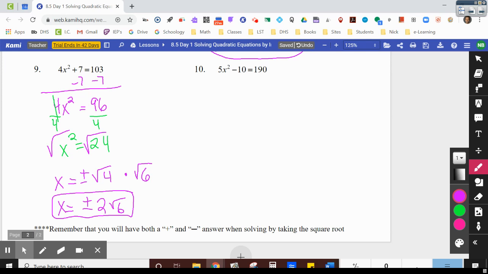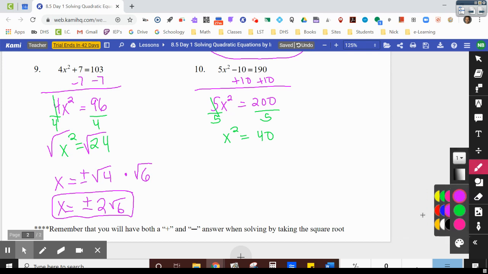All right, how did we do? Let's see. Did we add 10 first to both sides? We get 5x squared is equal to 200. Next we want to divide by 5, and it's the inverse operation to isolate my quadratic term. 200 divided by 5 is 40. Now that my quadratic term is isolated, I'm ready to take the square root of both sides.